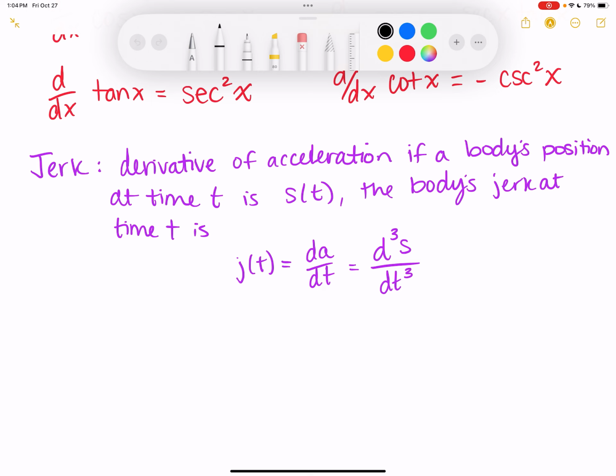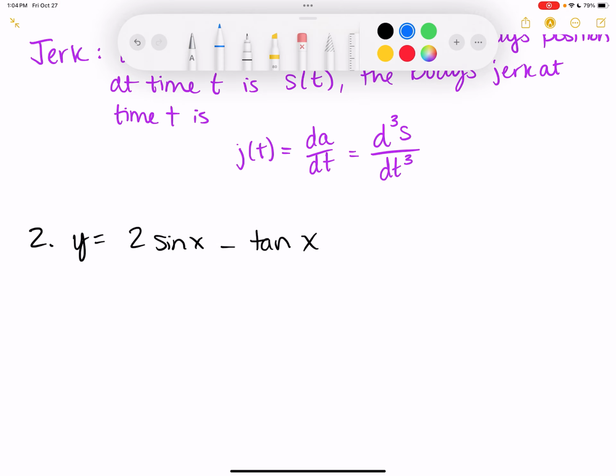Okay. Find dy/dx. Number 2. y equals 2 sine of x minus tangent of x, and I am taking the derivative. So y prime is equal to... Whenever there's a number attached to a trig function, it still stays in front of whatever the derivative is. So what did we say the derivative of sine of x was? Cosine. Yep. The derivative of sine of x is cosine of x.